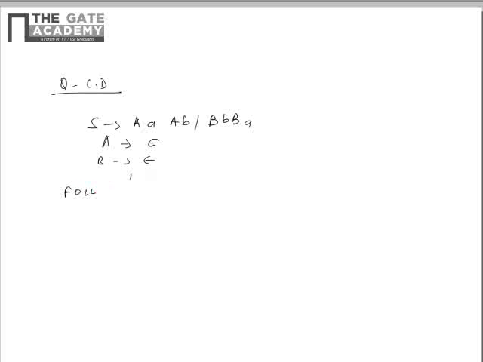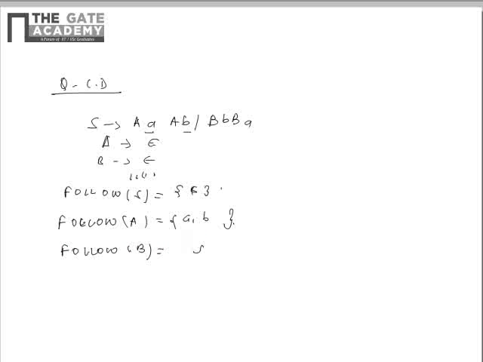So to check for LL(1), we first have to find the follow of all these symbols. Follow of S will be, first, dollar, right? Then follow of A will be what? Follow of A will be C, A B, right? And follow of B will be what? Follow of B will be B comma A, right? So this is the scenario for the follow.